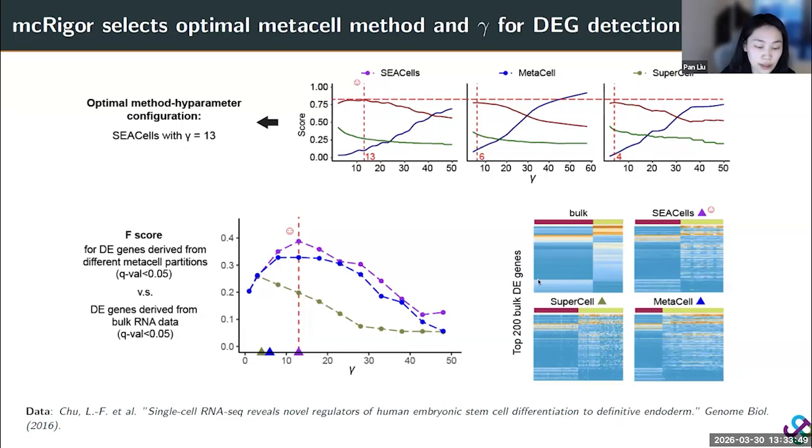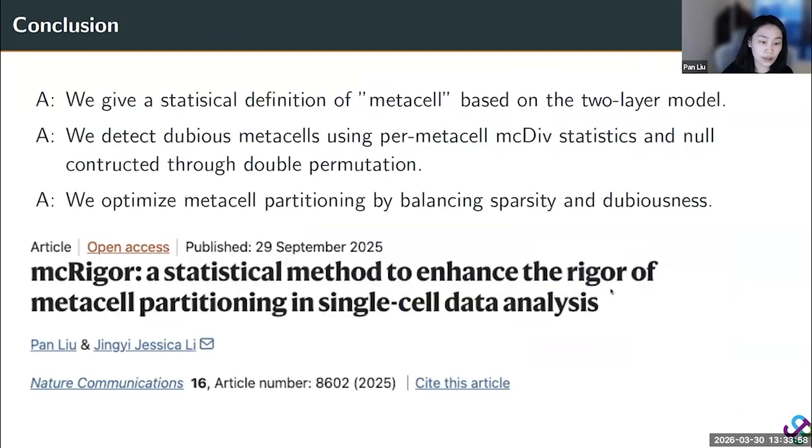So this evidence shows us that our mcRigor was able to select the best metacell method and hyperparameter for this data set. Just to summarize my talk, we have answered 3 questions raised in the very beginning. Our work was able to give a statistical definition of metacells based on a 2-layer statistical model, and we were able to detect dubious metacells using the pre-metacell MCDIV statistics and a null constructed using the double permutation strategy. And finally, we are also able to optimize our metacell partitioning by balancing sparsity and dubiousness in each data set.